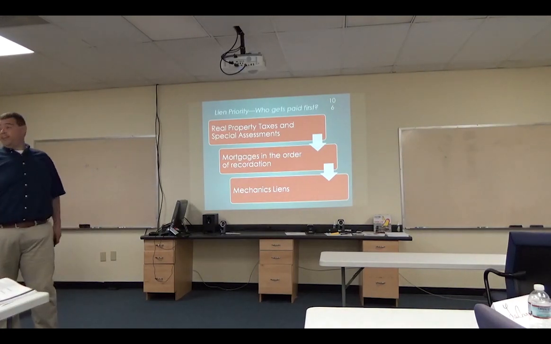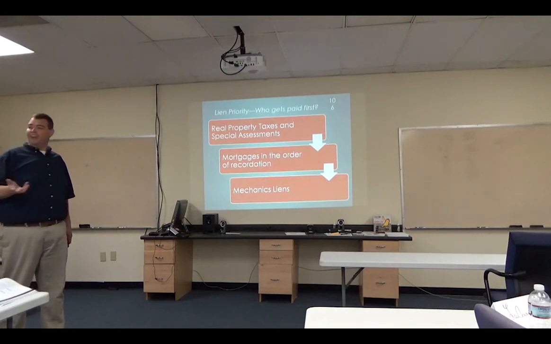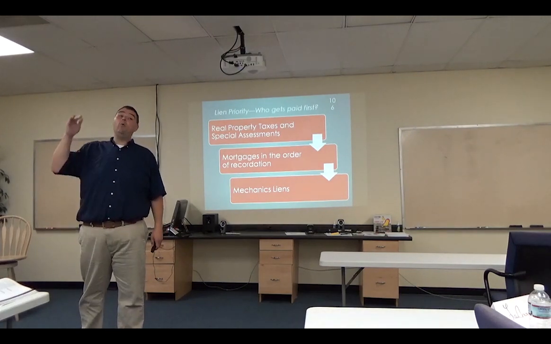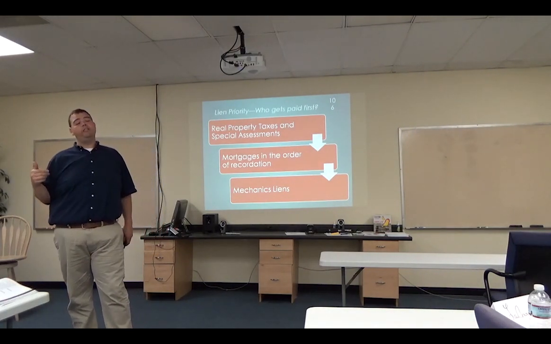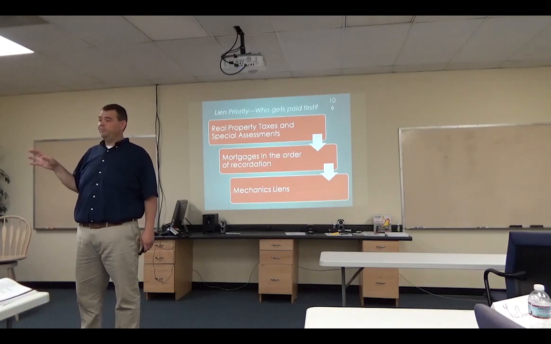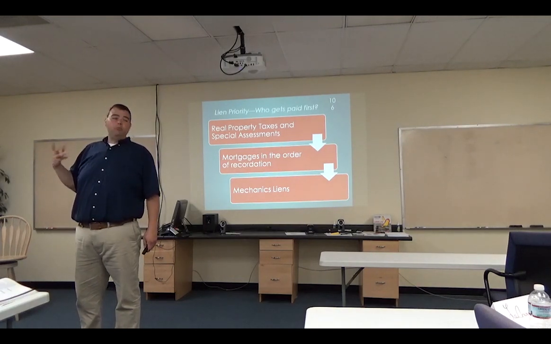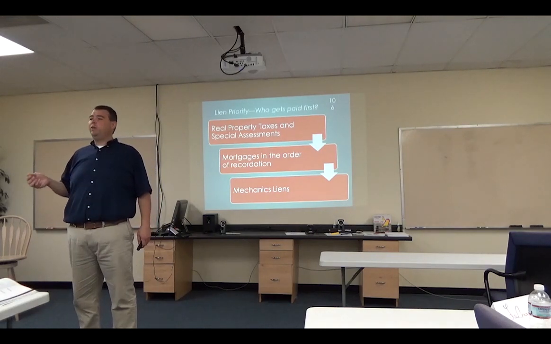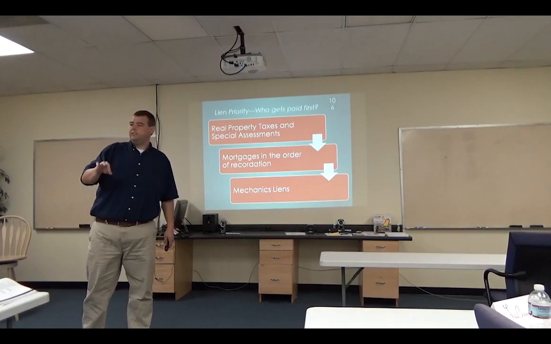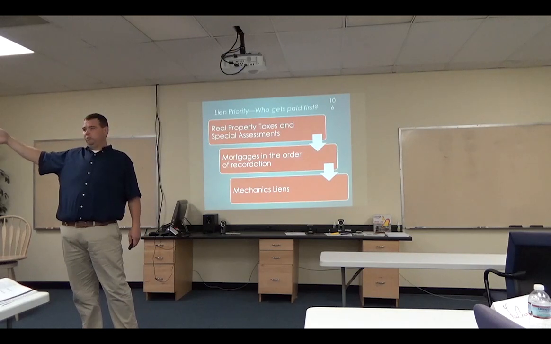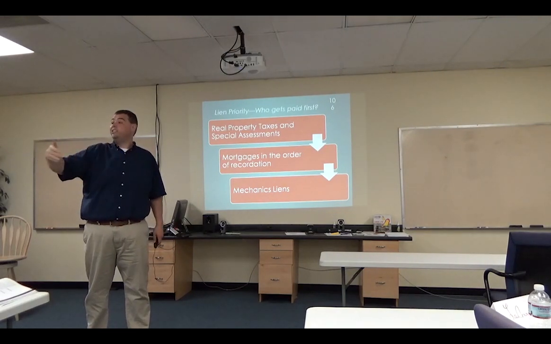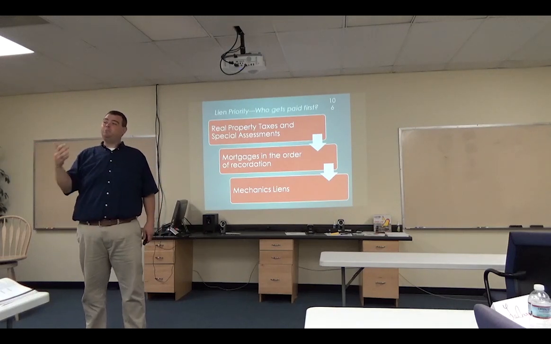And then who gets paid next? The banks, plural maybe, right? And the mortgages, if there's more than one, in the order that they're recorded. How many of you have ever heard the expression first mortgage, second mortgage? Right? Really all that means is which one's recorded first. Because in North Carolina, we practice what's called a pure race system. It's like a race to the courthouse, right? And what that means is that the first mortgage to get recorded gets paid first.